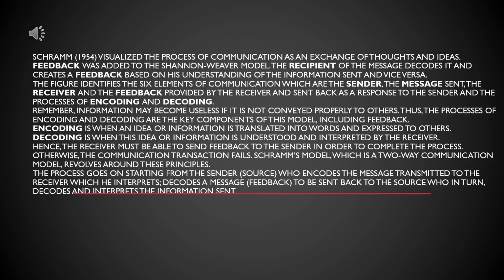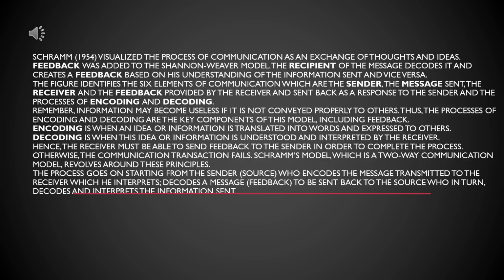For better understanding of the Schramm model, you listen again to this discussion. Schramm, 1954, visualized the process of communication as an exchange of thoughts and ideas. Feedback was added to the Shannon-Weaver model. The recipient of the message decodes it and creates a feedback based on his understanding of the information sent, and vice versa. The figure identifies the six elements of communication, which are the sender, the message sent, the receiver, and the feedback provided by the receiver and sent back as response to the sender, and the processes of encoding and decoding. Remember, information may become useless if it's not conveyed properly to others.